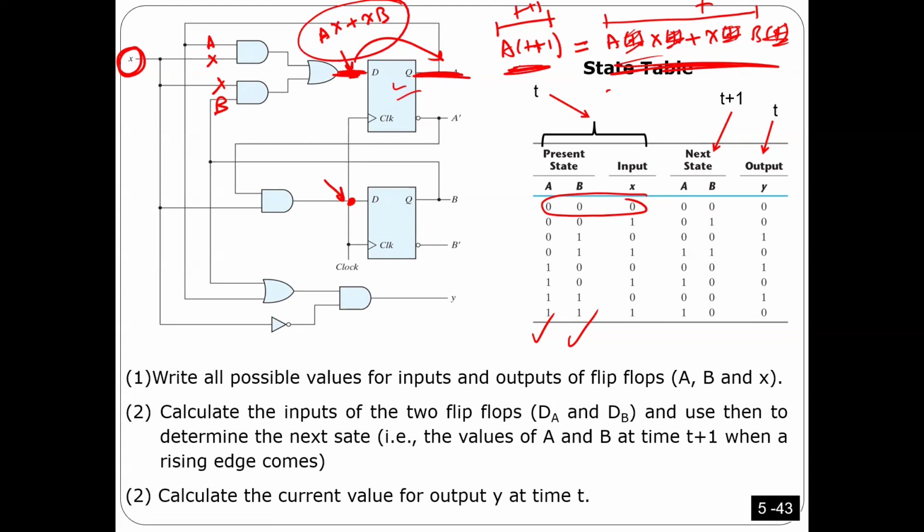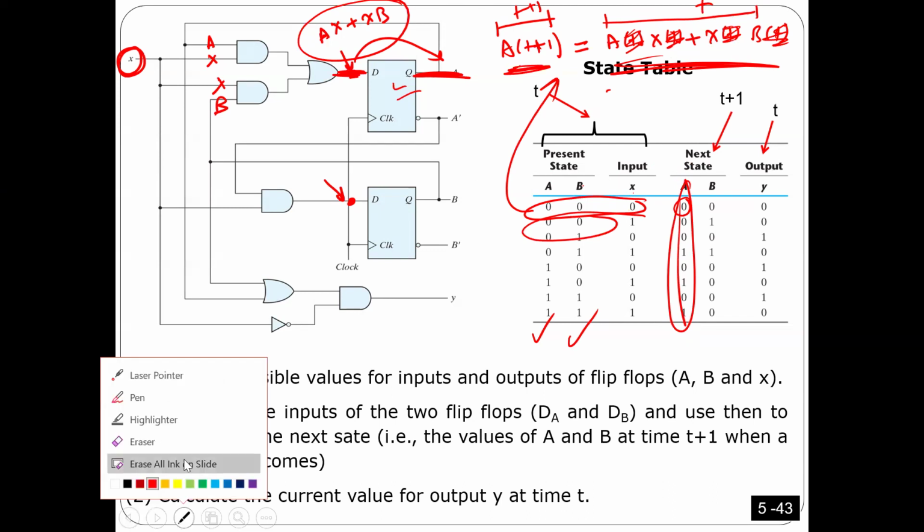Okay, so using this equation, I can simply fill up this column. How? Because this equation has A and X, or X and B. You can understand? So for every input here, you have to plug in this equation and then calculate what values you have here. Okay. So this is the first equation you can get.